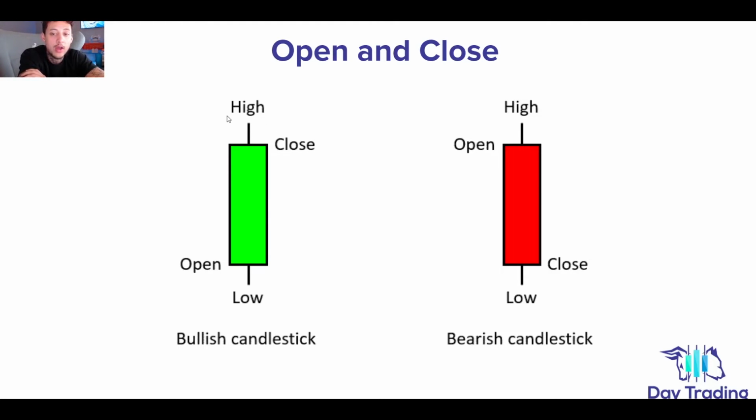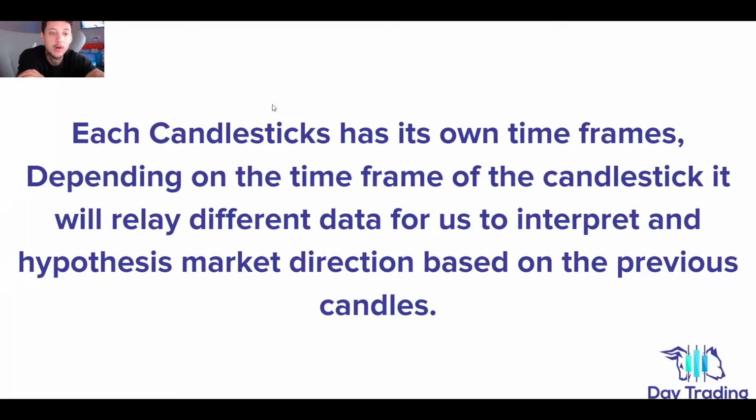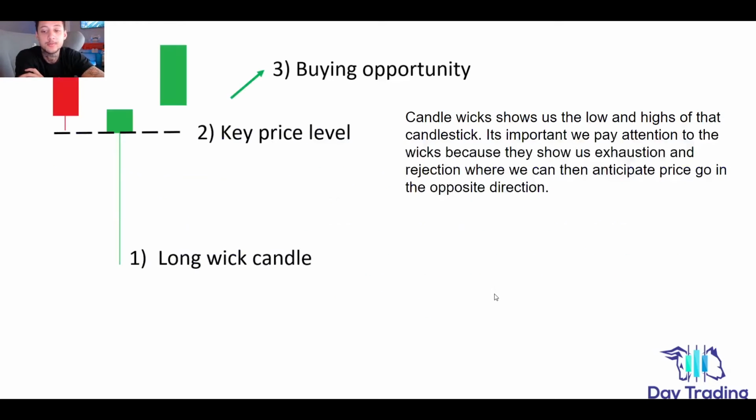So again, we have the high and we have the low of the candlestick. Now, obviously, this is going to be the low because it is the lowest portion of the wick. When it comes down to the low itself, anything under the open is going to be considered a low. Anything above the open is going to be considered a high. Now, each candlestick has its own time frame. Depending on the time frame of the candlestick, it will relay different data for us to interpret and hypothesize market direction based on the previous candlesticks.